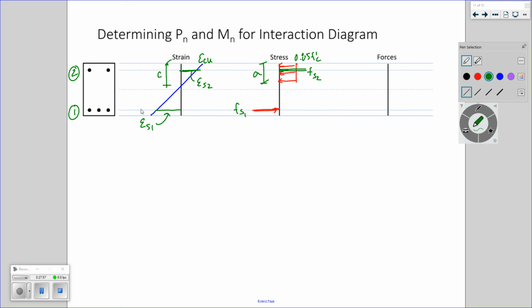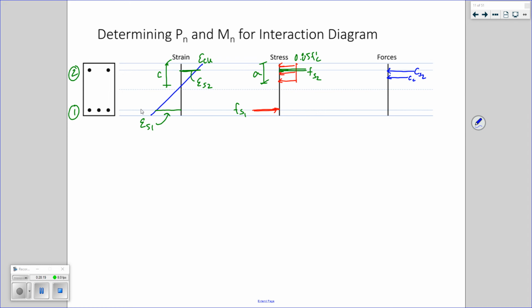I'm going to resolve these forces, or these stresses, into forces. Okay. Force in my compression steel, CS2. Force in my concrete. And then my tension force in my tension steel, TS1.